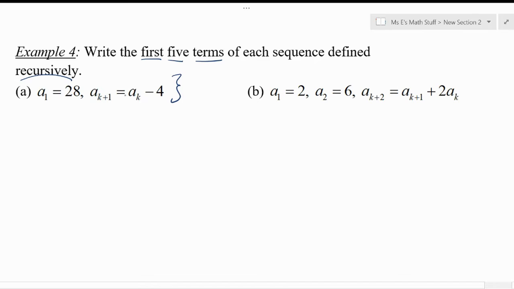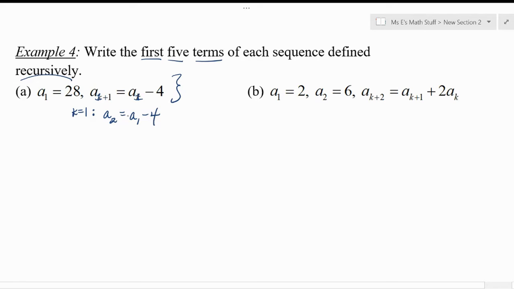So for this rule, what you could do is you could just slow down and say, hey, dear function rule, what would you say if k was equal to 1? And let's just kind of follow our nose here. If k was a 1, then replace both k's with 1s, and it would say a sub 1 plus 1, which is 2, would equal a sub 1 minus 4. And so now let's think about that.